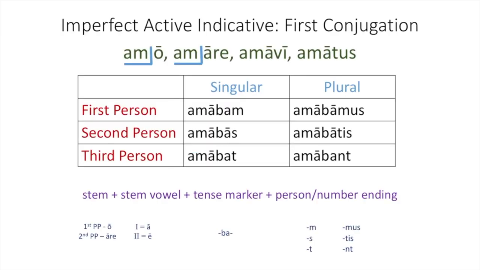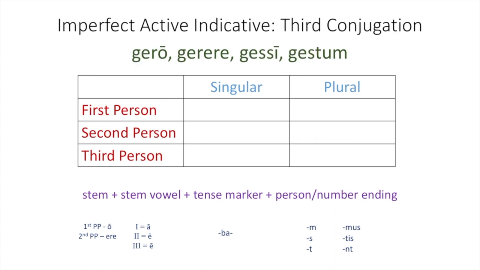You remember our first conjugation and second conjugation verbs that used -bam, -bas, -bat. Our -ba is your tense marker, and then -m, -s, -t, -mus, -tis, -nt was added on. Third conjugation does this very similarly. It also starts with your stem.